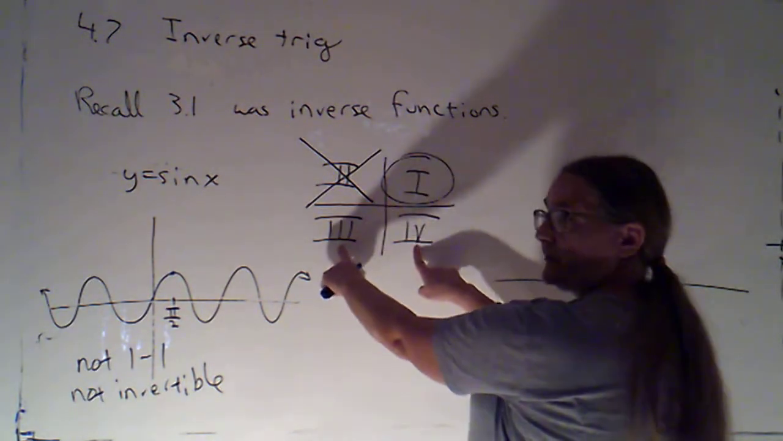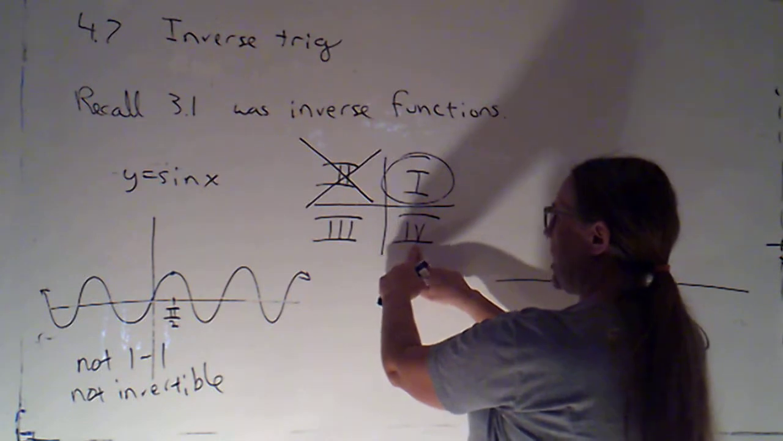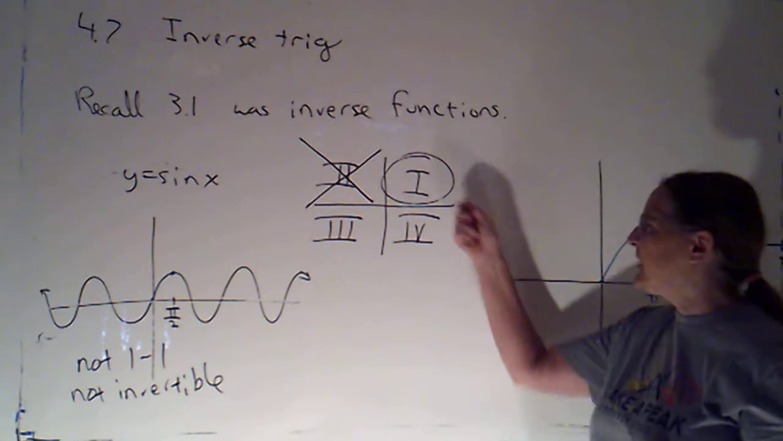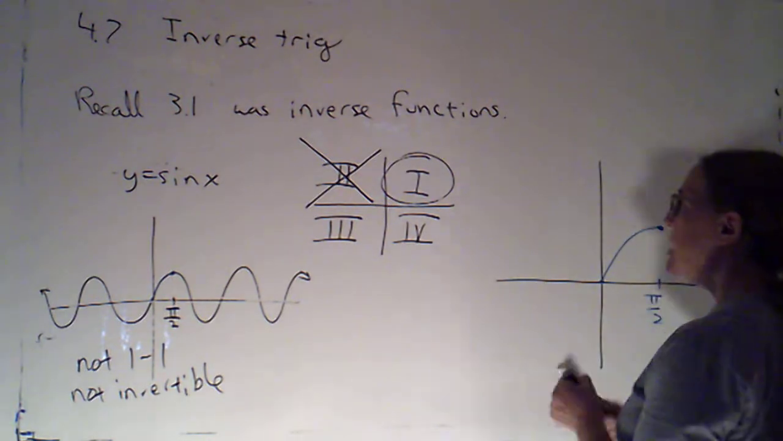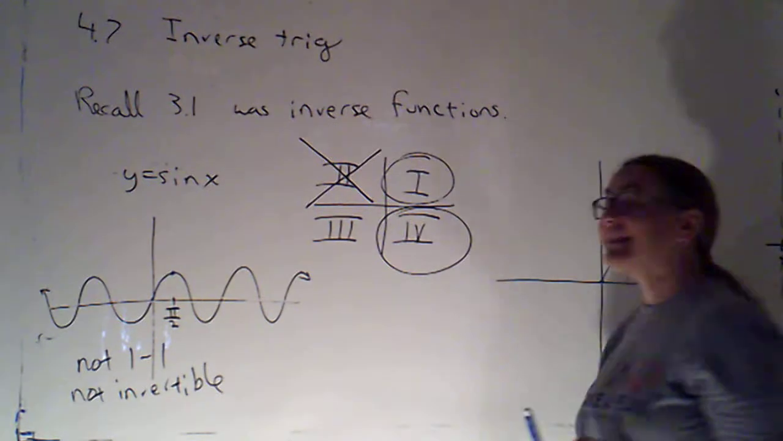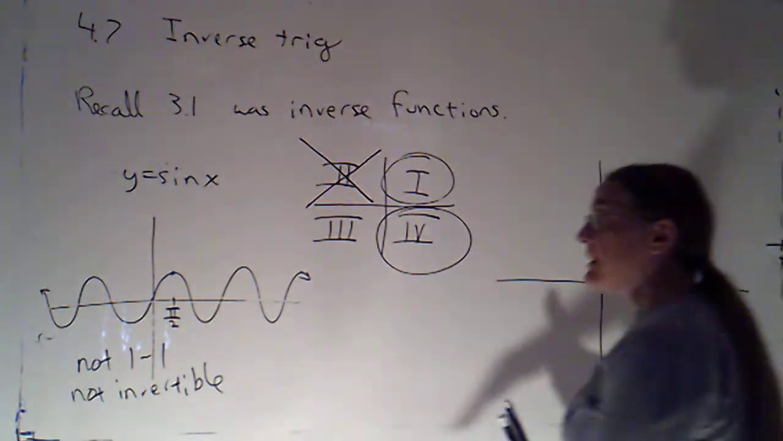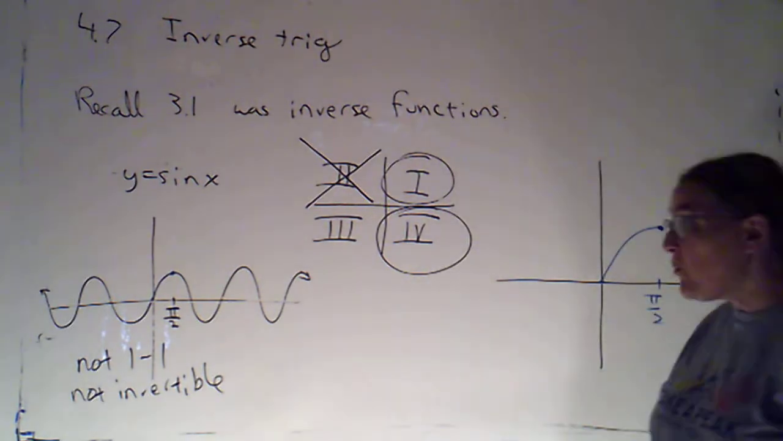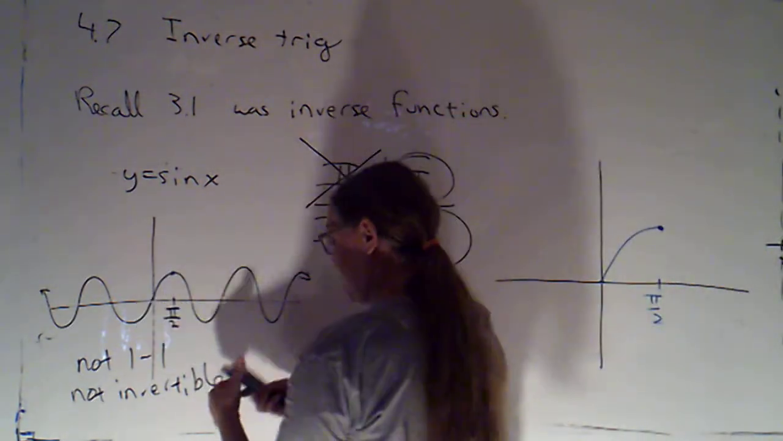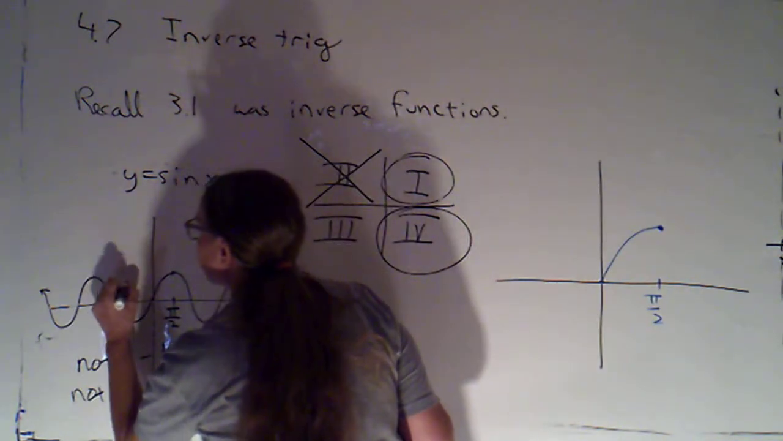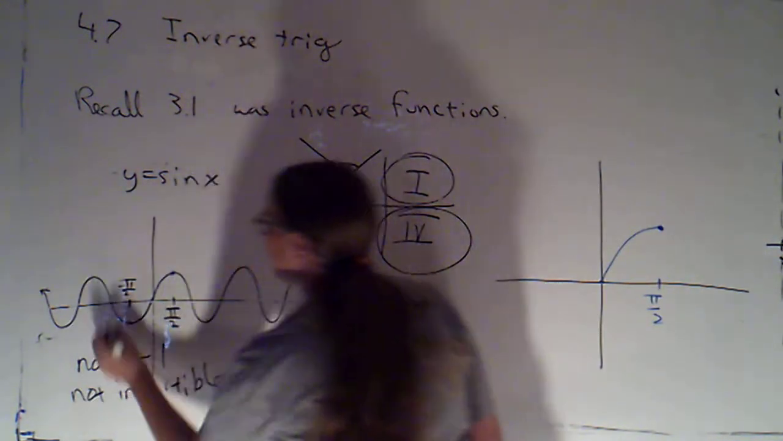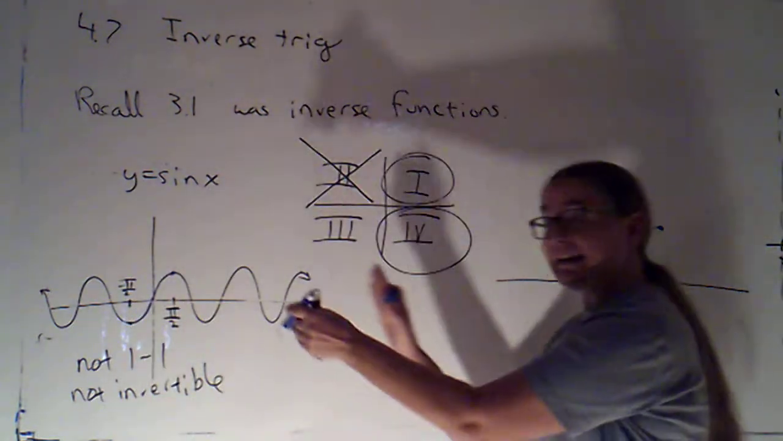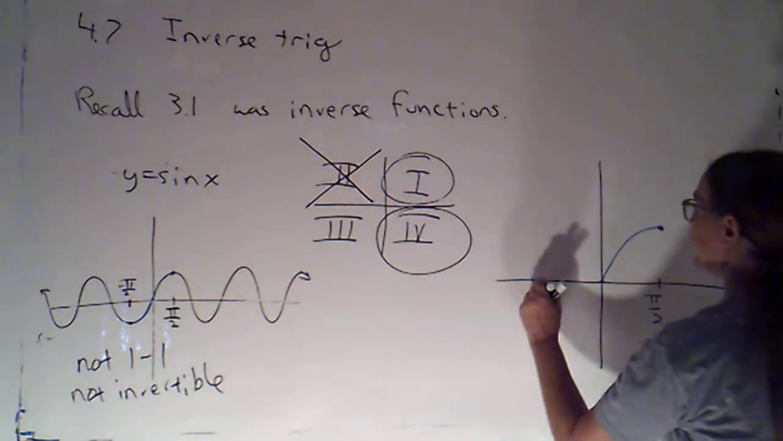I'm going to want to choose an interval corresponding to either 3 or 4, but there's no way I can get an interval corresponding to quadrant 3 that's going to be next to an interval corresponding to 1. So I'm going to choose the quadrant that's adjacent. And again, there are lots and lots of intervals that correspond to quadrant 4. The one I want is the one that's right next to this one. So that's going to be the one that goes from negative pi over 2 to 0. That way, if I include that, I get a nice connected piece of graph.